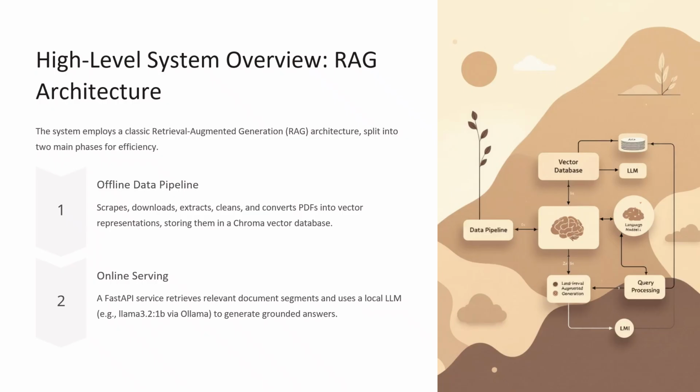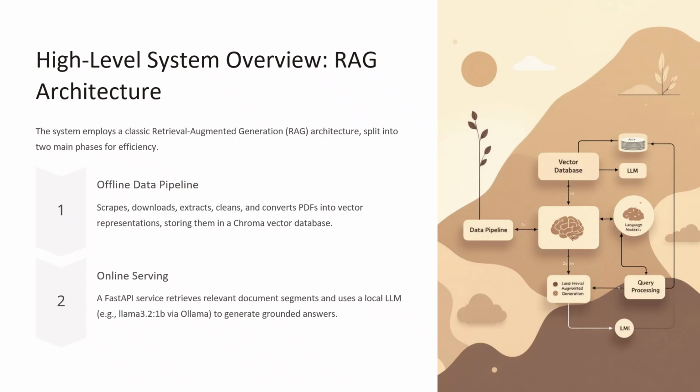The online serving layer is lightweight. It runs as a FastAPI service that, given a user query, retrieves the most relevant document chunks from the vector store, then calls a local LLM like Llama 3.2 through Ollama to generate a grounded answer. And I've used Ollama for this solution because I'm running it on my CPU and I wanted a really lightweight model that can generate responses based on the questions asked.